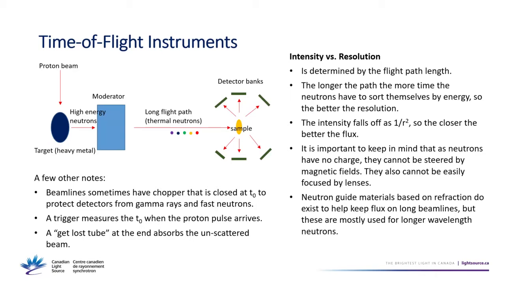So what this means is that you have a trade-off between intensity and resolution, based on how long your flight path is. If you have a short flight path, you have more intensity, because the intensity will fall off. These neutrons aren't really being focused. You're just getting the ones that happen to be essentially parallel. But the longer you make it, the better resolution you get, because the neutrons have more time to sort themselves out by their energy, so they can spread out more. So if you have a long flight path, you have high resolution but lower flux, and with a shorter flight path, you have lower resolution but higher flux.